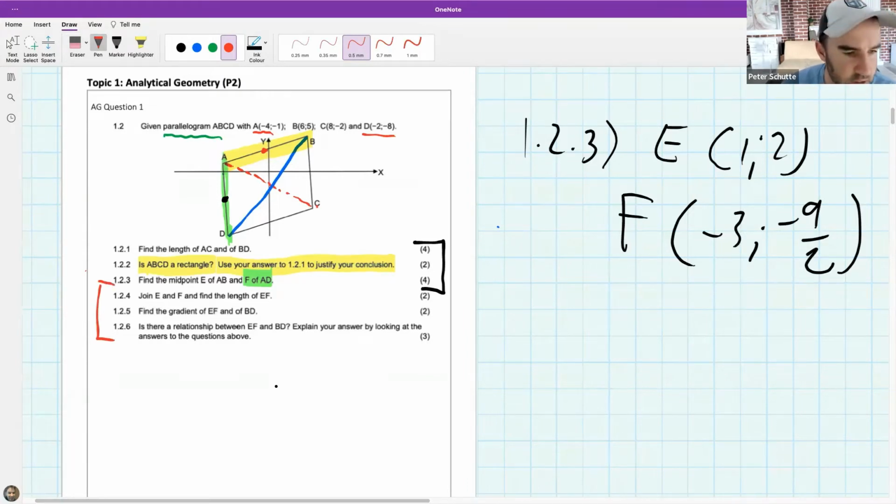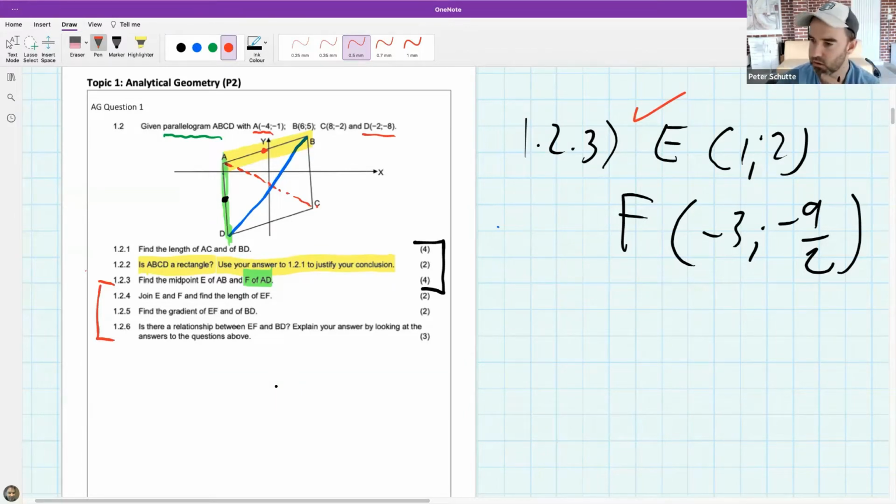So join E and F. And remember, we've got E and F already. Find the length of E and F, and then pop your answer in the chat. Okay, Notile has got an answer for EF. So that's great.